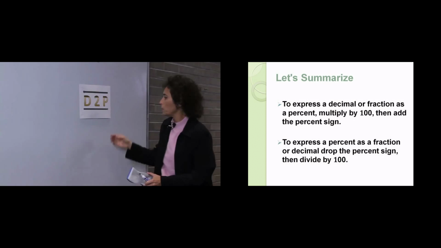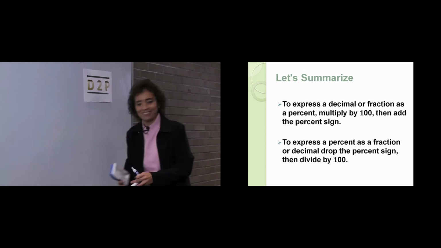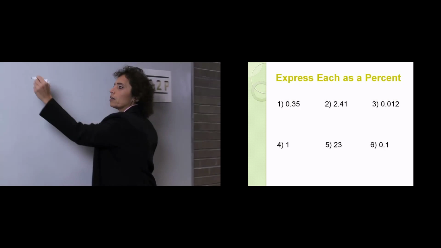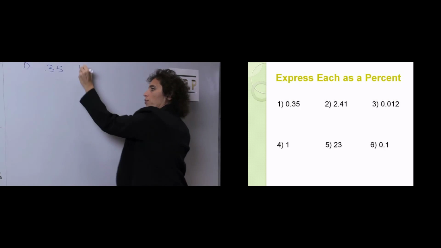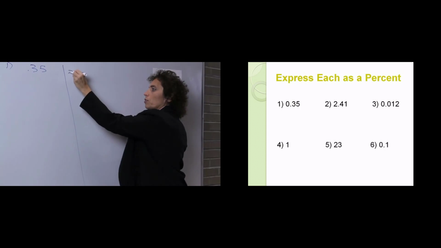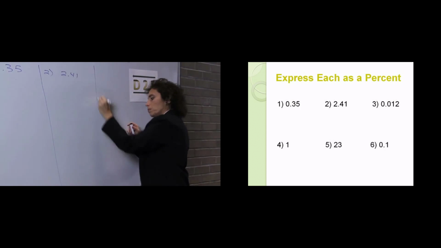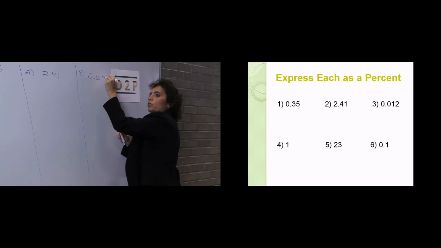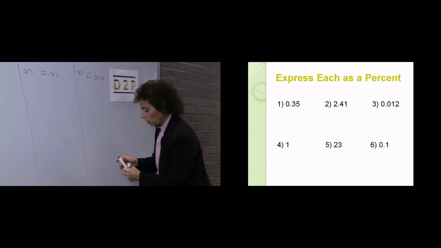So let's do some problems. Here we go. It says, express each as a percent. I'm going to do the first 3 with you, and then you can do the next 3, and we'll check our answers. 0.012. If you want that 0 there, you can. I don't particularly like it, but that's absolutely up to you.